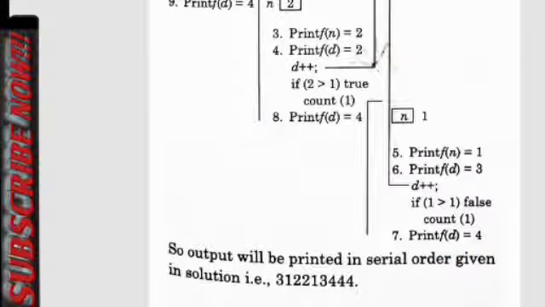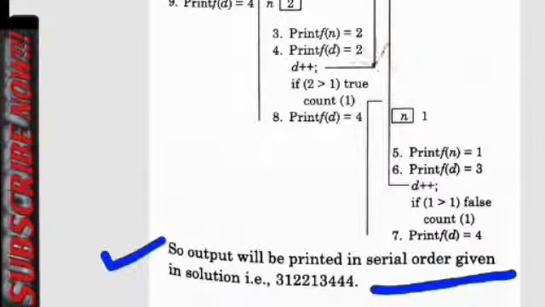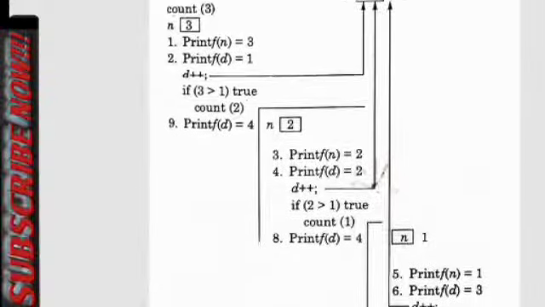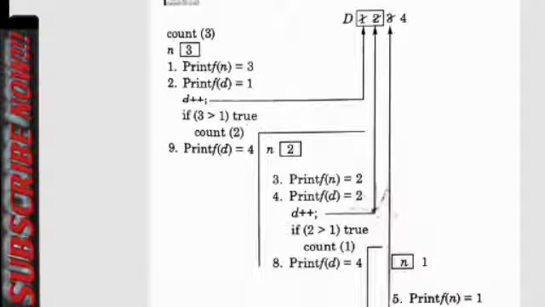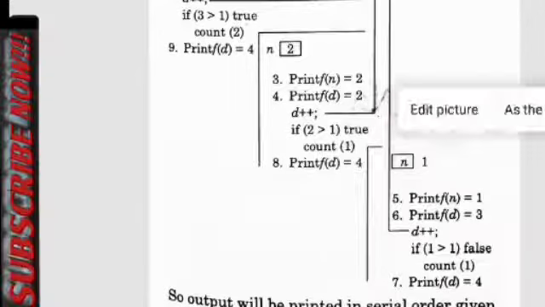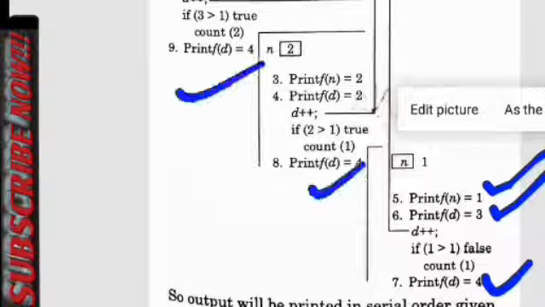So the output will be printed in the serial order given in the solution, meaning 3 1 2 2 1 3 and 4 4 4.